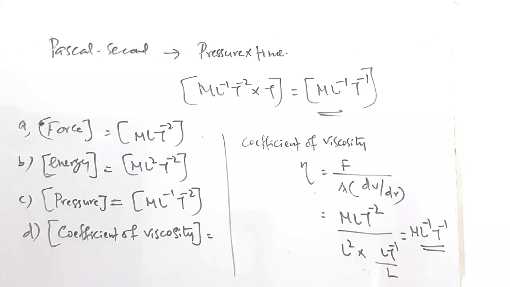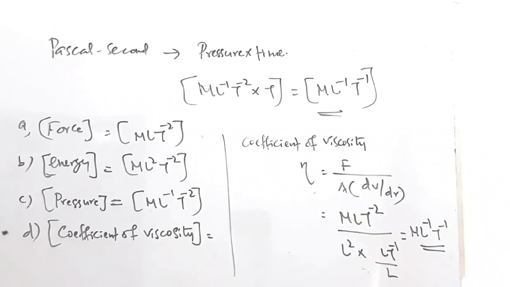Now the dimension of force is M L T raised to minus 2. The dimension of energy is force into displacement, so M L T raised to minus 2 into L, so M L squared T raised to minus 2. The dimension of pressure is force by area, M L T raised to minus 2 divided by L squared. So we get M L raised to minus 1 T raised to minus 2. So the dimensions of these three are not equal to the dimension of Pascal second.